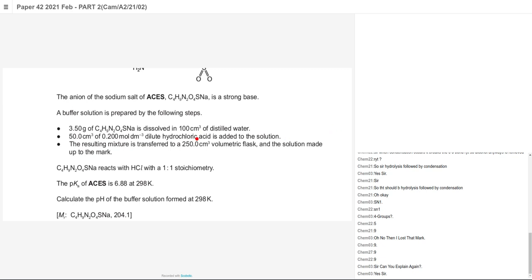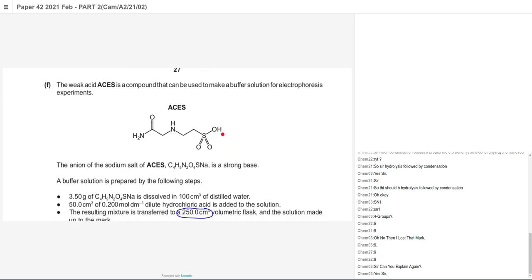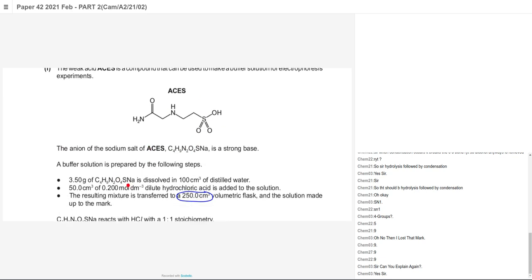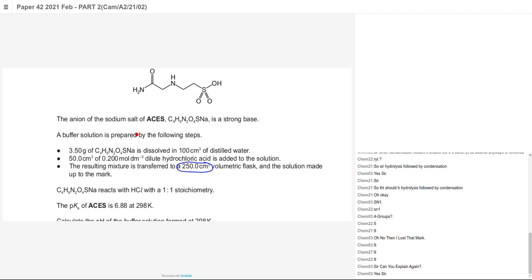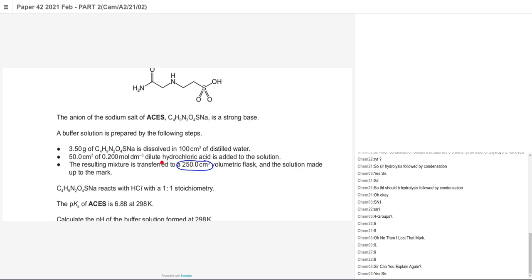That means this 250 is the volume which we need to consider when we are calculating the concentration, not the 100 or 50. The total everything is in 250 now. The salt reacts with the acid in a 1:1 ratio. Now, you know, a buffer solution, if you take an acidic buffer, is a weak acid mixed with the salt of that weak acid. So you have the salt of it. Where is the weak acid?